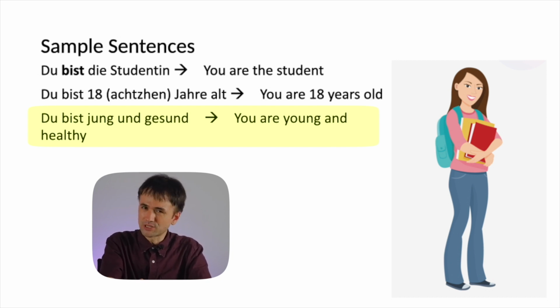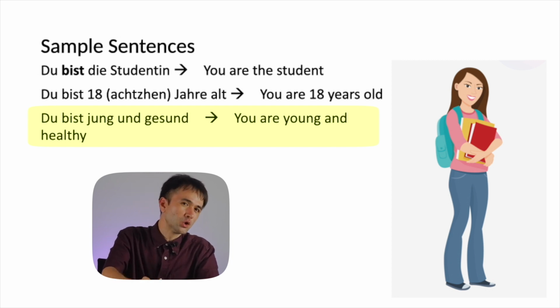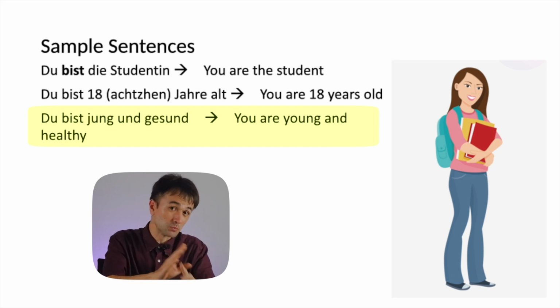And gesund, we know, is healthy. So you could see why it is so necessary to learn sein first, despite the fact that it is so irregular in its forms. It allows us access to an uncountably large number of different adjectives. Now that I have the phrase du bist, I can say many, many things about you, just as I can say about any one of these persons within the table, because sein allows me to attribute adjectives to nouns or to pronouns. Du bist jung und gesund.